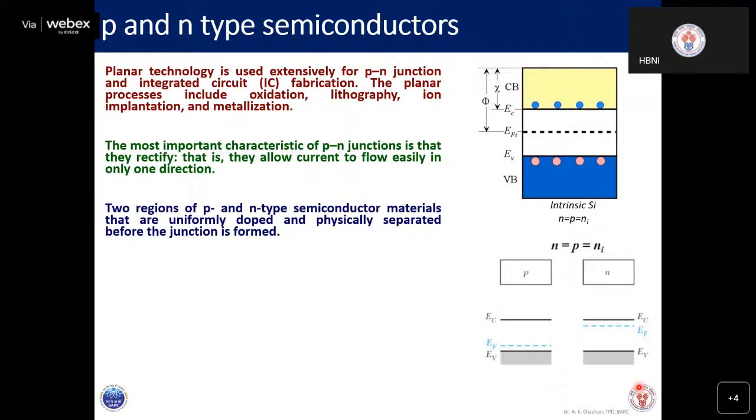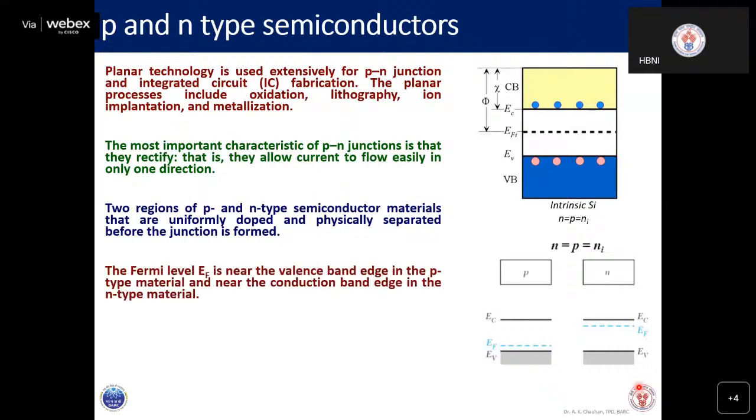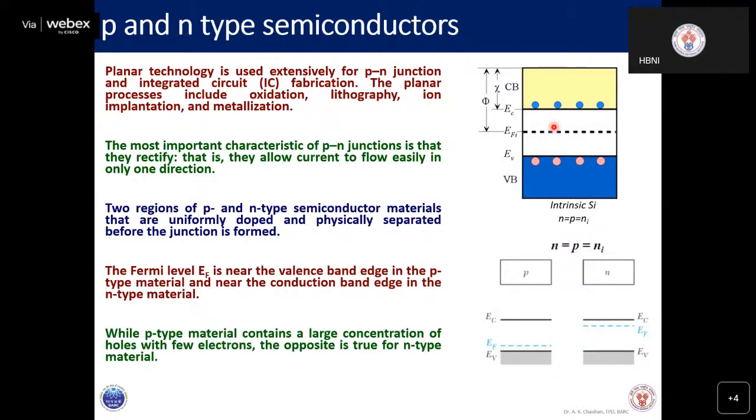Consider two regions of P and N type semiconductor materials that are uniformly doped and physically separated before the junction is formed. The Fermi level is near the valence band in P type material and near the conduction band in N type material, as I said here. While P type material contains a large concentration of holes and only few electrons, the minority charge carriers, the opposite is true for N type material, where a large concentration of electrons and very few holes are there.